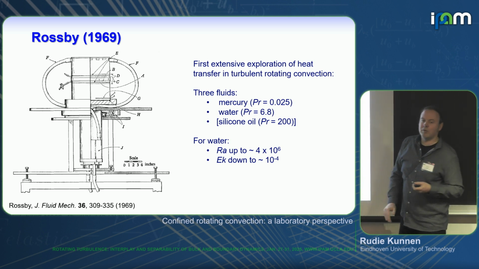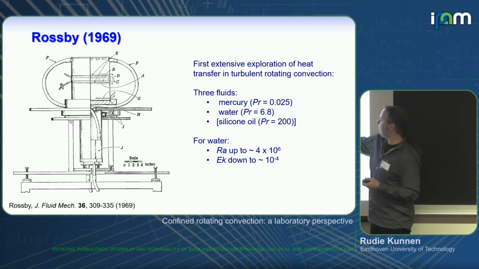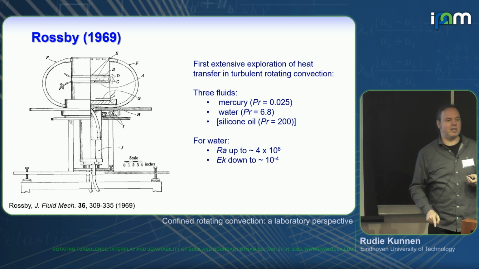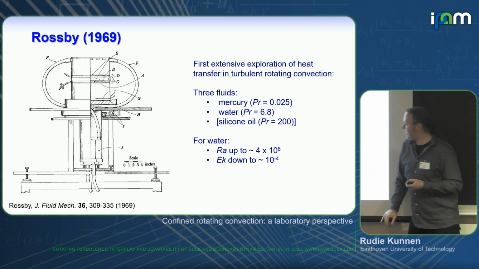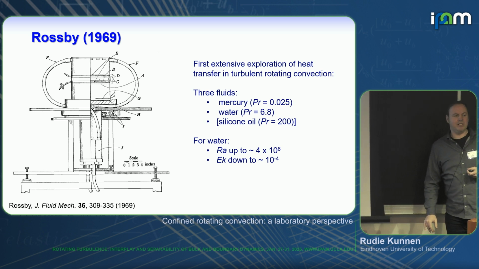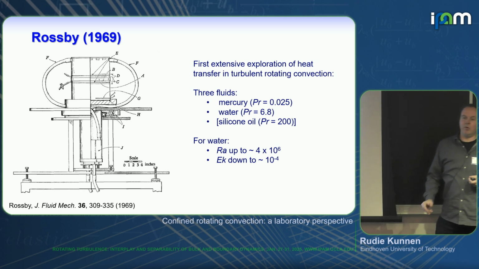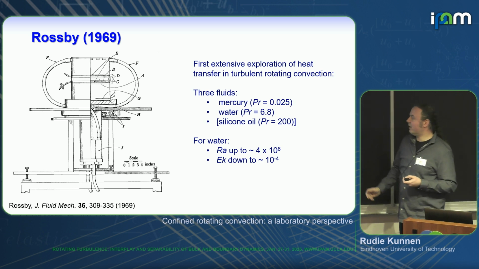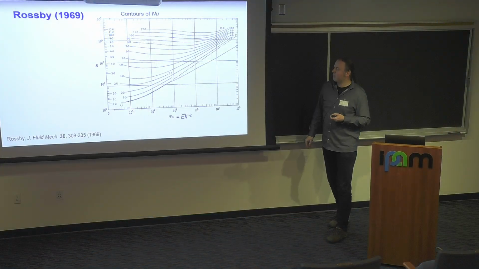He actually used 3 different working fluids: mercury, water, and silicone oil. That one is between brackets because this is mostly for visualization. And for water, he could get to quite nice parameter values already: the Rayleigh number clear into the turbulent regime, and the Ekman number, which is already quite small. So he did a lot of heat transfer data.